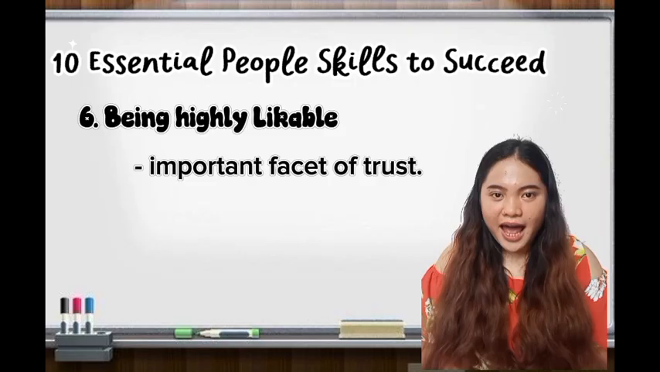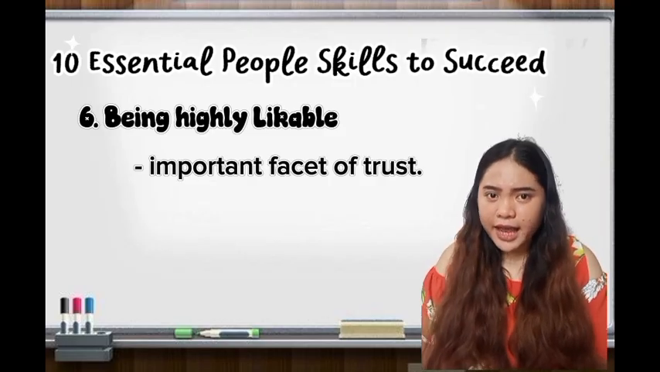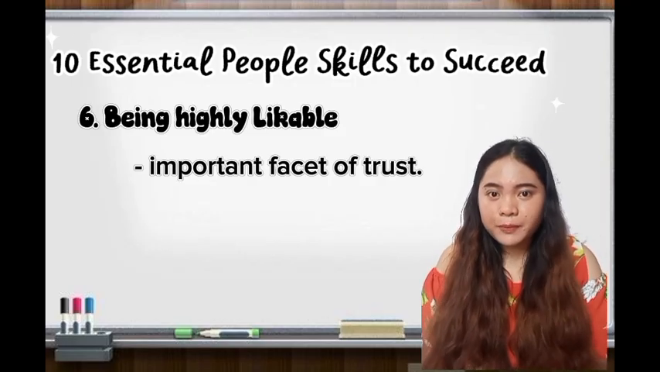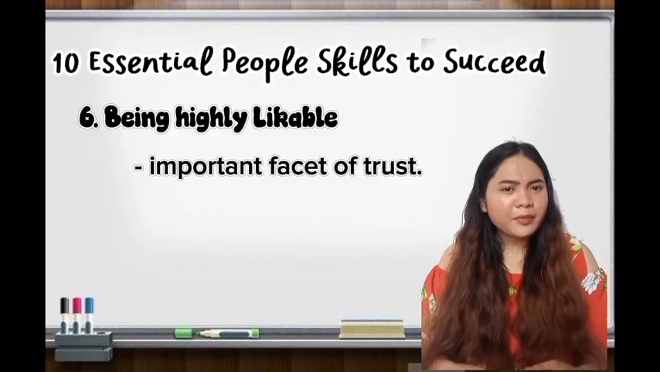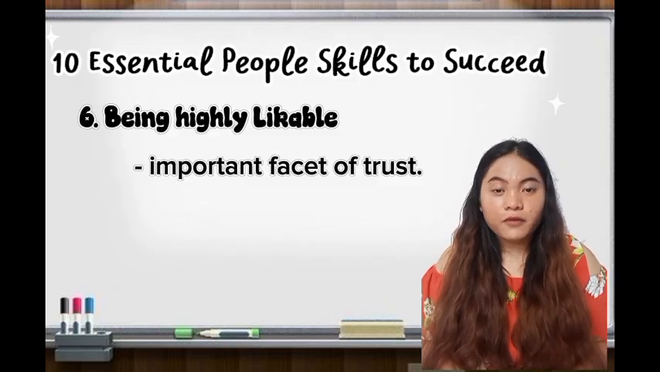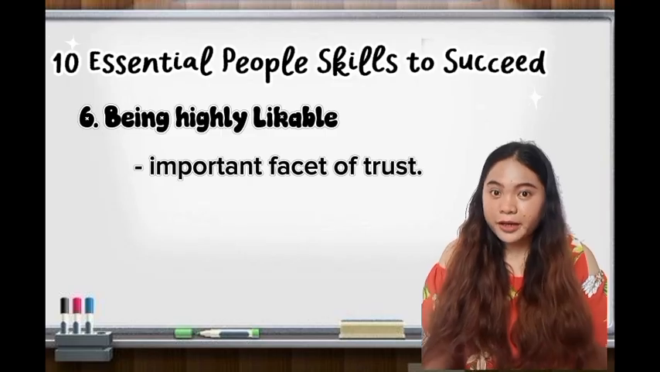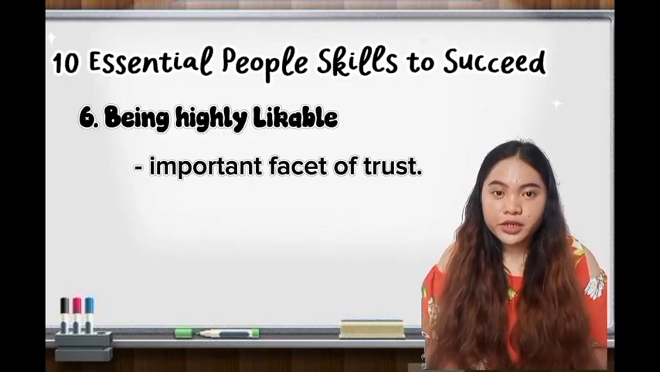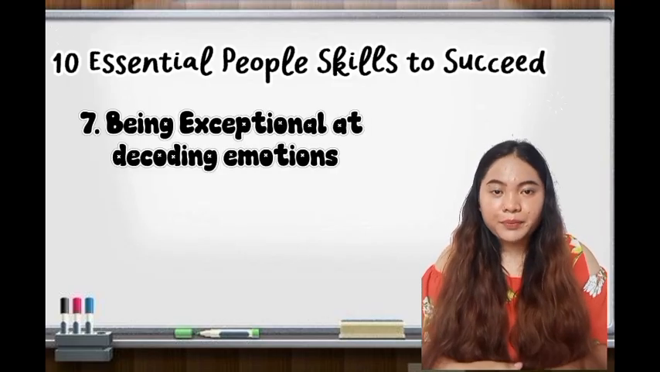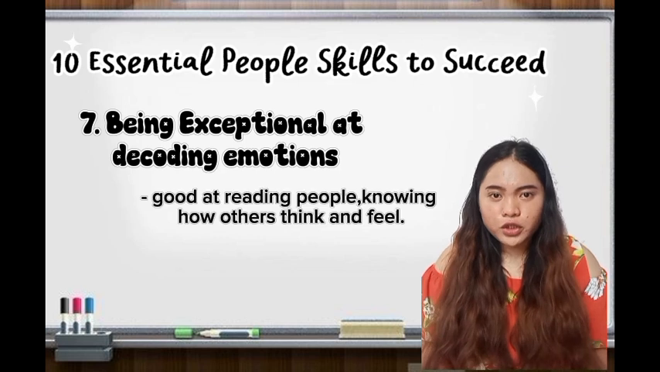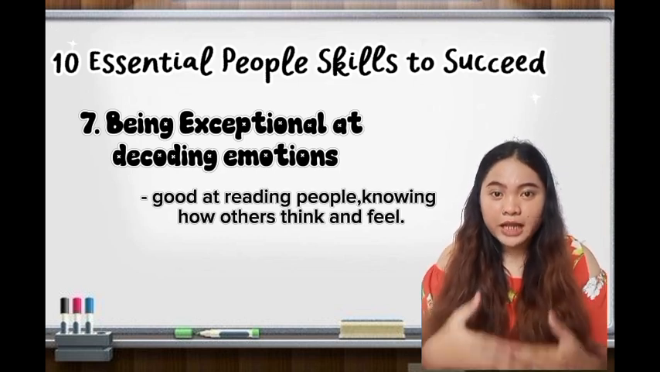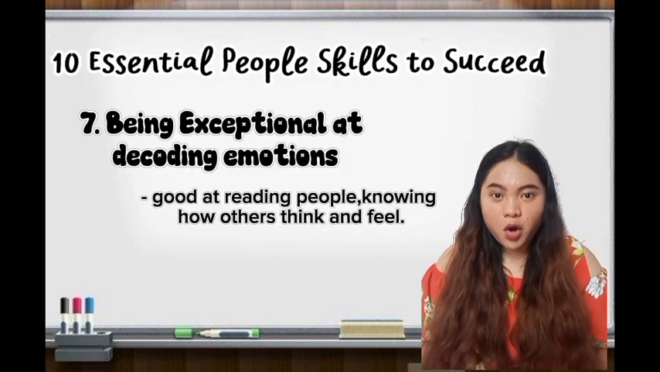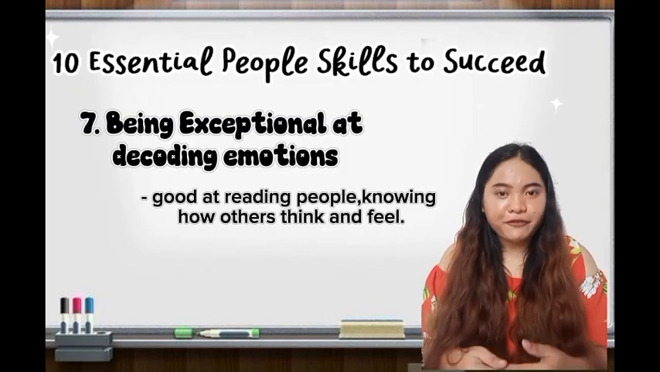6. Being highly likable. Would people describe you as likable? Is it easy for you to get people on your teams or influence others to your point of view? Likability is an important facet of trust through being authentic or genuine with their true selves. 7. Being exceptional at decoding emotions. Would you consider yourself highly perceptive? People who are good at reading people are exceptionally strong at knowing how others think and feel.